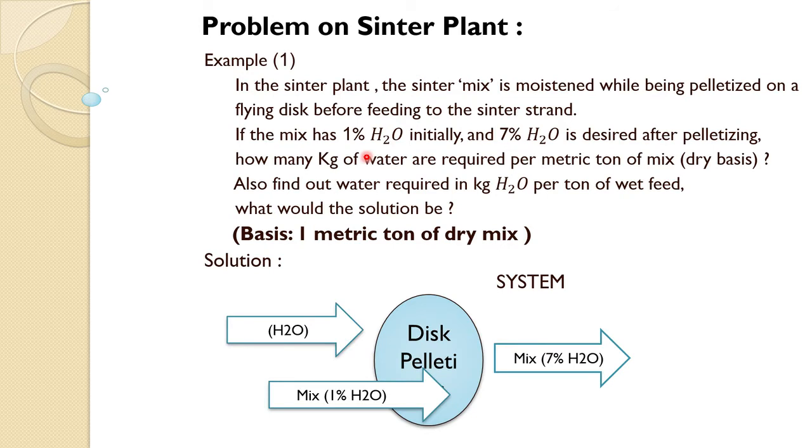Now there is one problem on this sinter plant, which is given here. It says in the sinter plant, the sinter mix is moistened while being pelletized on a flying disc before feeding to the sinter strand. If the mix has 1% water initially and 7% water is desired after pelletizing, how many kg of water are required per metric ton of mix on dry basis? Also find out the water requirement per ton of wet feed.